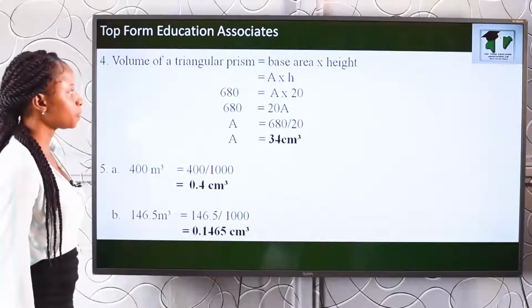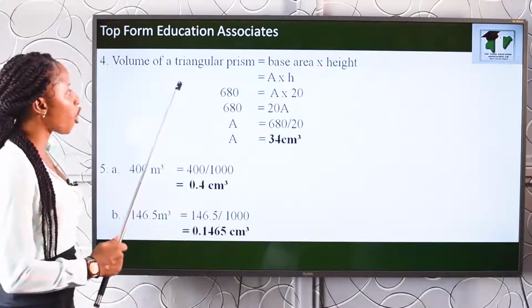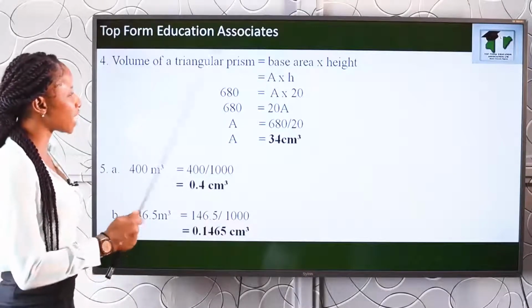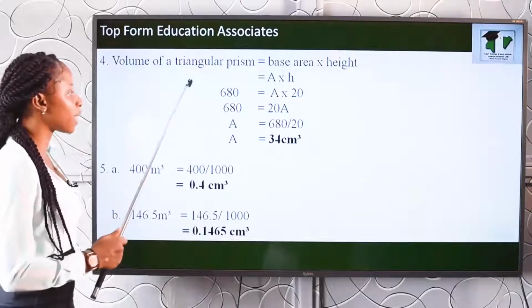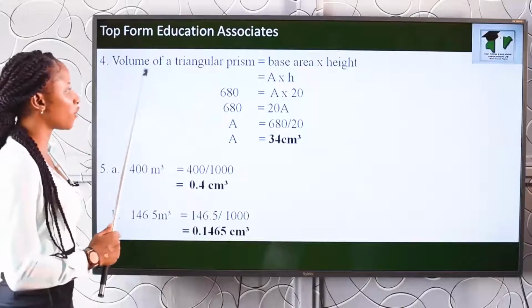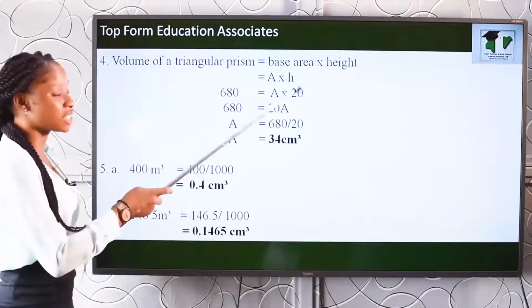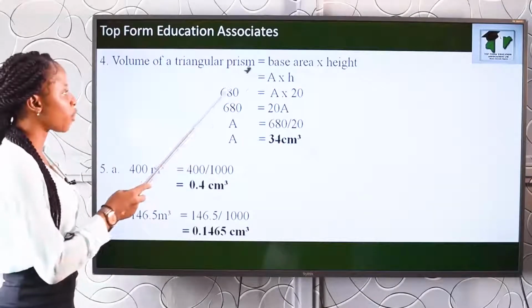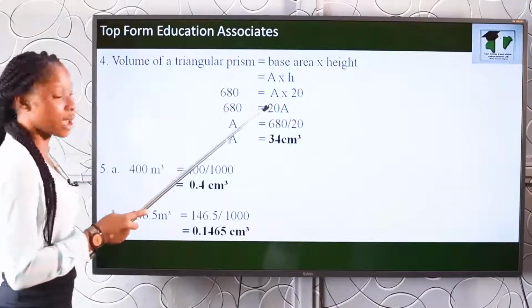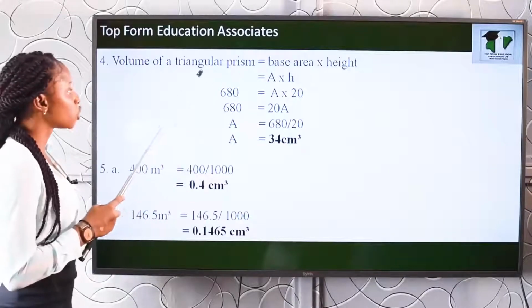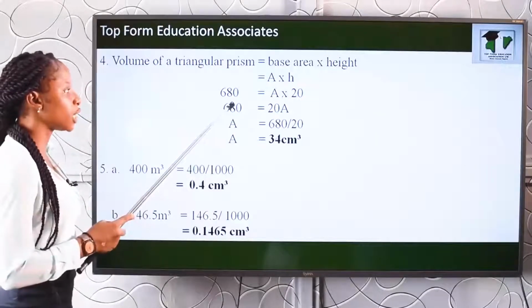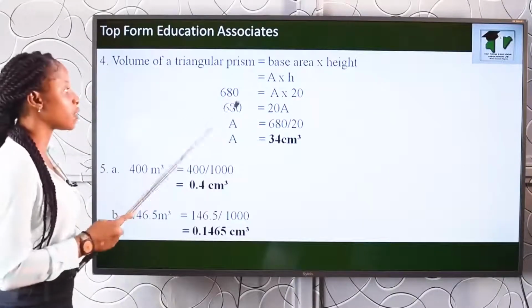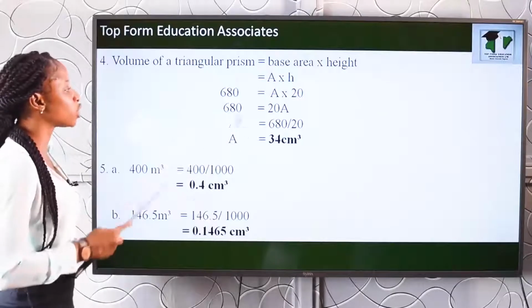Number four, we're asked to look for the base area of a triangular prism, and the volume of a triangular prism is given as base area times height. So from this formula, we can deduce the area. We are given the volume of the triangular prism, we're given the height, but we're not given the area, so we're looking for the base area. So we just input the values into the formula.